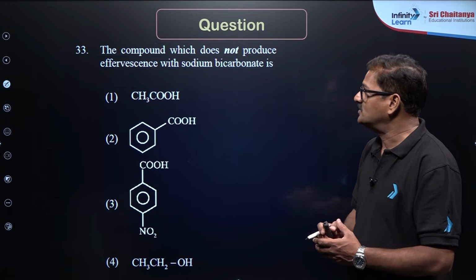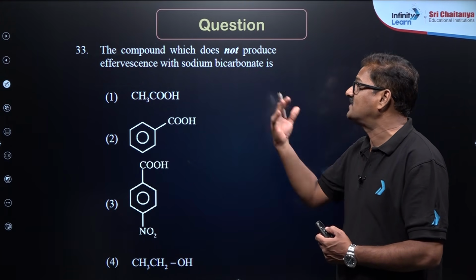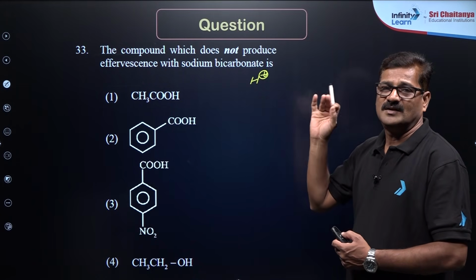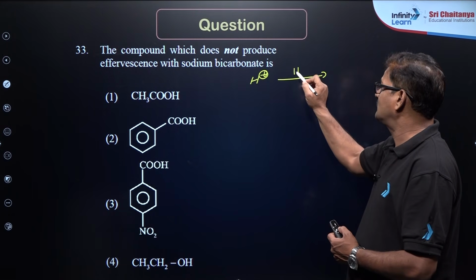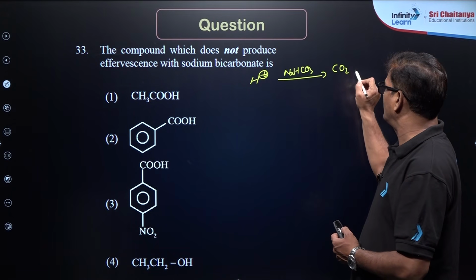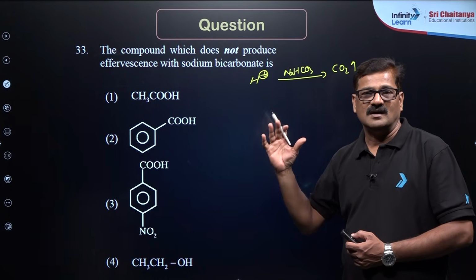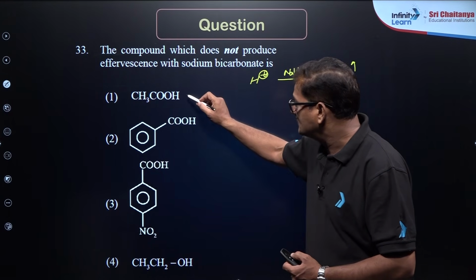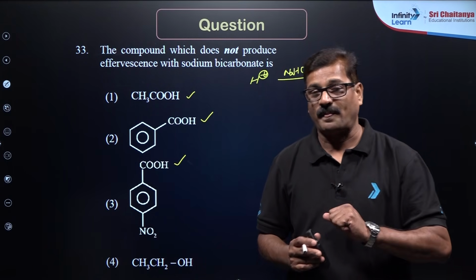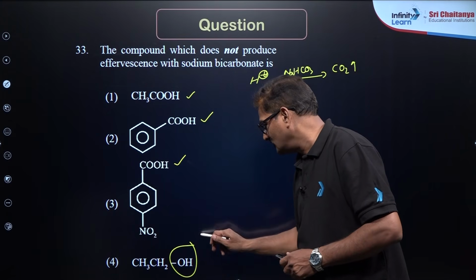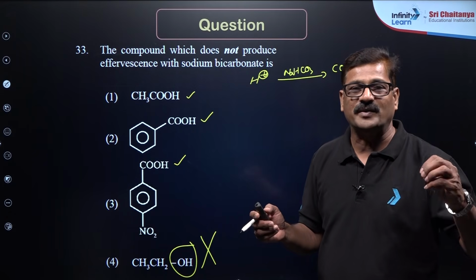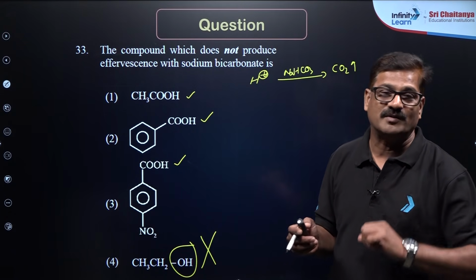Students, here is one more question. The compound which does not produce effervescence with sodium bicarbonate. A compound which has free H plus can react with NaHCO3 and release carbon dioxide. That means carboxylic acids can give it, this can give, this can give, and this can give. Phenols and alcohols do not give. So this is an alcohol, it does not give. If a phenol has a strong electron withdrawing group, like picric acid, trinitrophenol, it can give the sodium bicarbonate test.